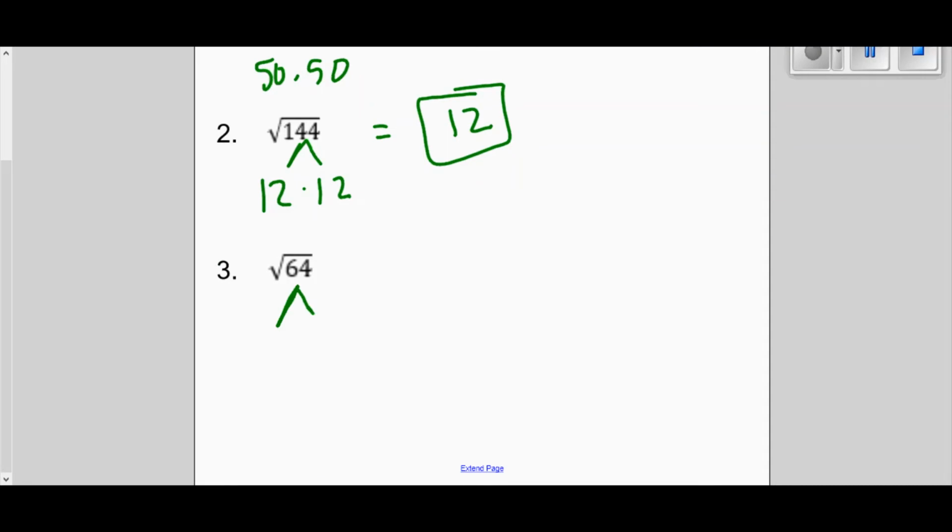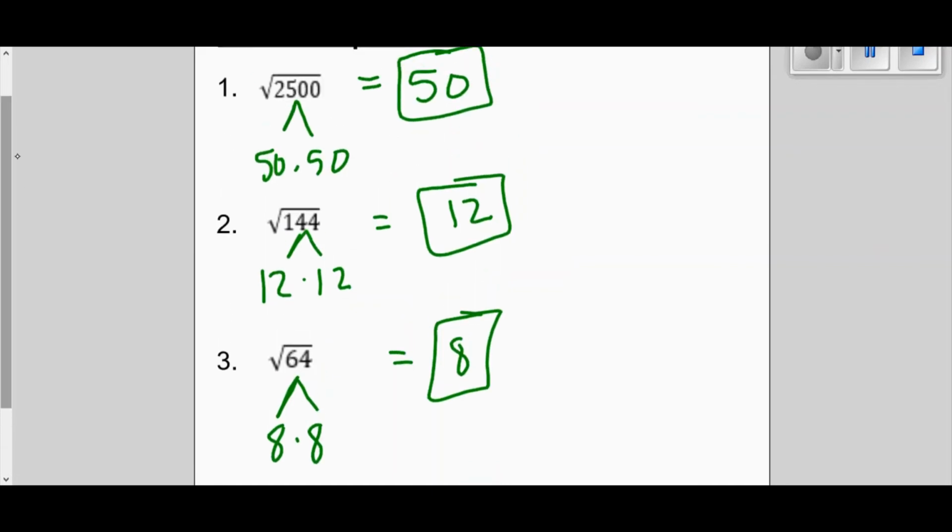I want you to try that one. So how would you break up 64? So the square root of 64, what does that equal? So hopefully you gave this one a try. If I wanted to break up 64, it'd be 8 times 8. So my answer here would be 8. Because when I multiply 8 by itself, I get 64.